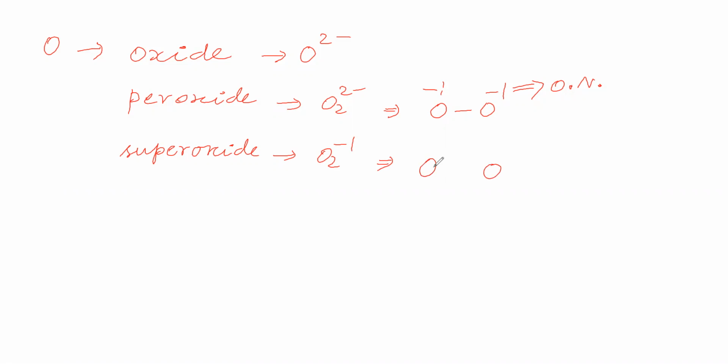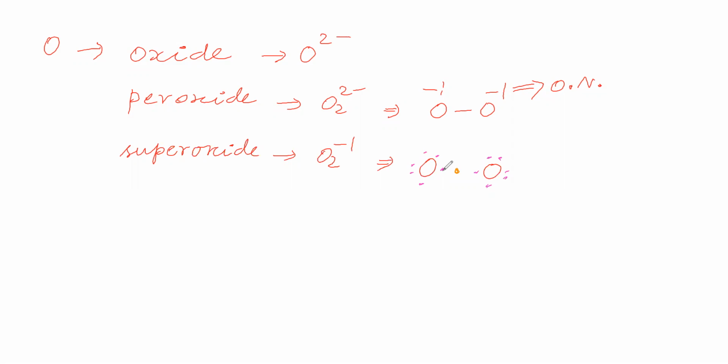Oxygen valence shell has 6 electrons because 6 is the group. So we will write 6 electrons for oxygen. Due to -1, we have written an additional electron.